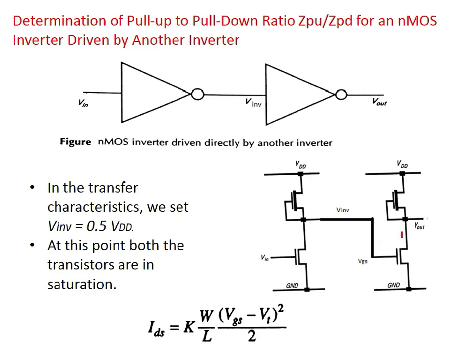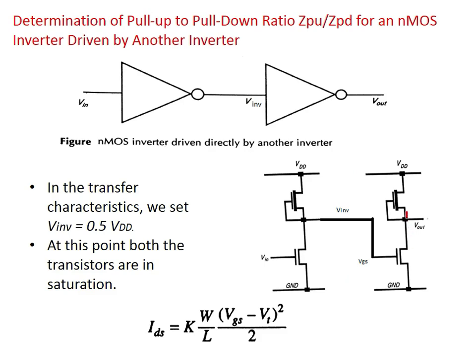If you observe, for this inverter 2, the input is VGS, and from this it is clear that the output of inverter 1 equals the input of inverter 2. So the output of inverter 1 is V invert and the input of inverter 2 is VGS. That is, V invert is equal to VGS. Now we are going to derive Z pull-up to Z pull-down of this inverter 2.